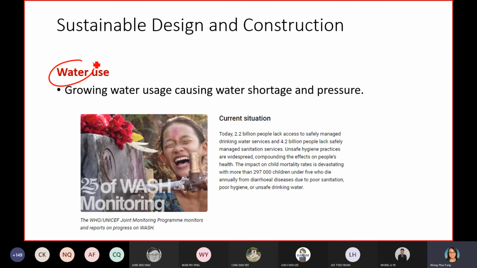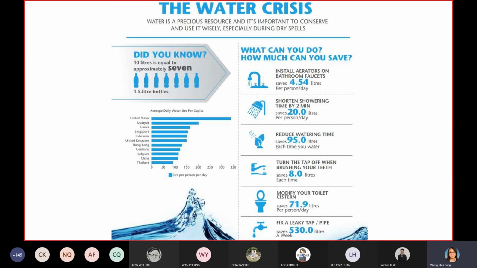Okay, and the next one is water usage. Growing water usage will actually cause water shortage and pressure. In Malaysia, I don't think this is a problem. But very sadly to say that some countries don't even have the ability to access clean water. That is a sad thing. Okay. So some things for you to think about.